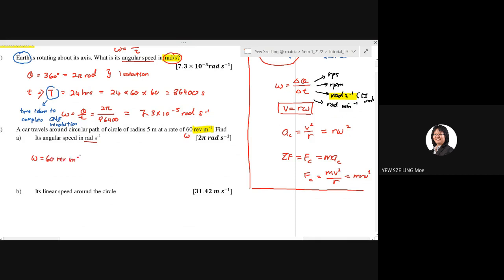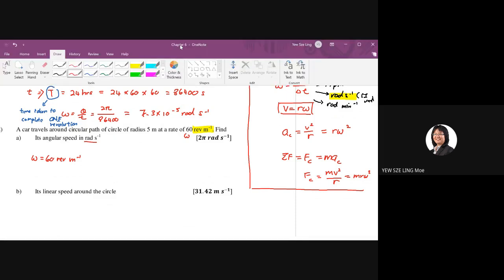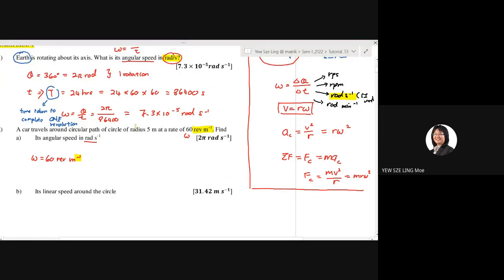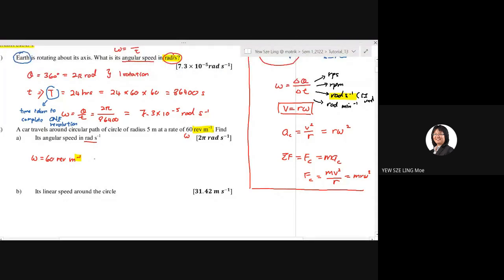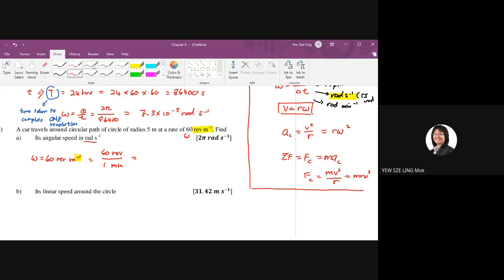How to do unit conversion? Well, it is always a good idea, when you have a unit that involves a power of negative 1, to convert it into fraction form. So 60 rev per minute equals 60 rev divided by 1 minute. So now try to recall the things that we just discussed.